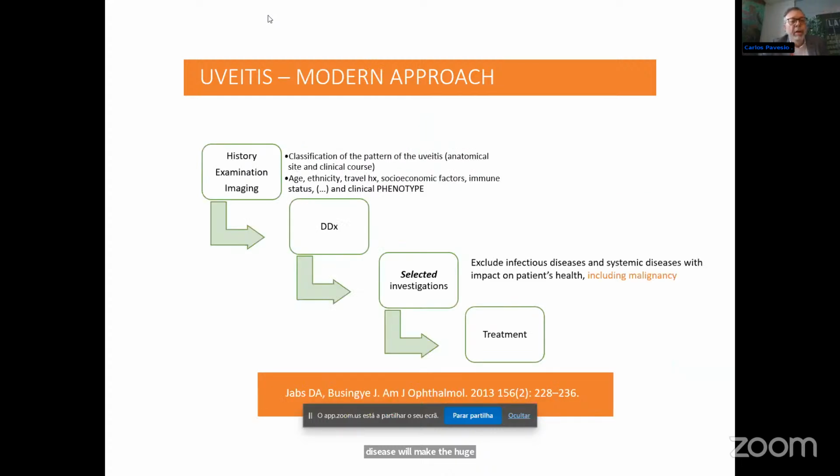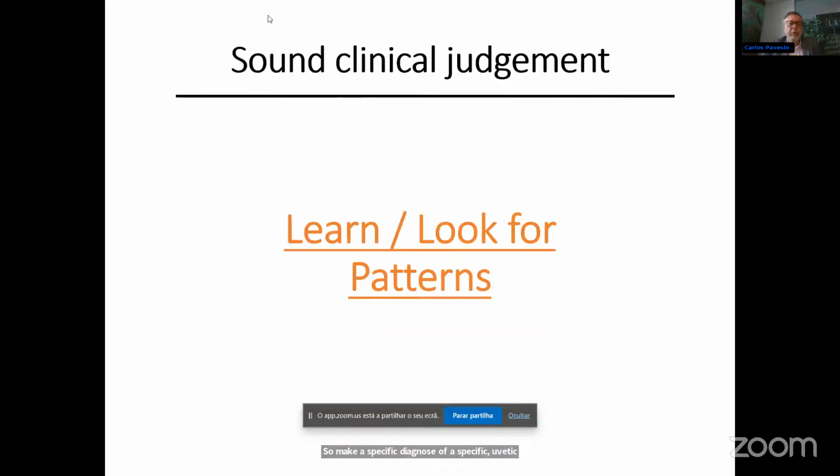So how do we go about this now? You have the history, examination, and imaging, which is very helpful and supportive of the diagnosis. You classify the pattern of uveitis, take into account everything else we discussed before, and try to reach a phenotype. With that phenotype, you then create your list of differential diagnoses. You select the investigations, which will allow you to exclude conditions that are serious from the point of view of complications, infectious, or malignancy, and then you propose your treatment. So make a specific diagnosis of a specific uveitic disease. That's what we try and like to achieve.